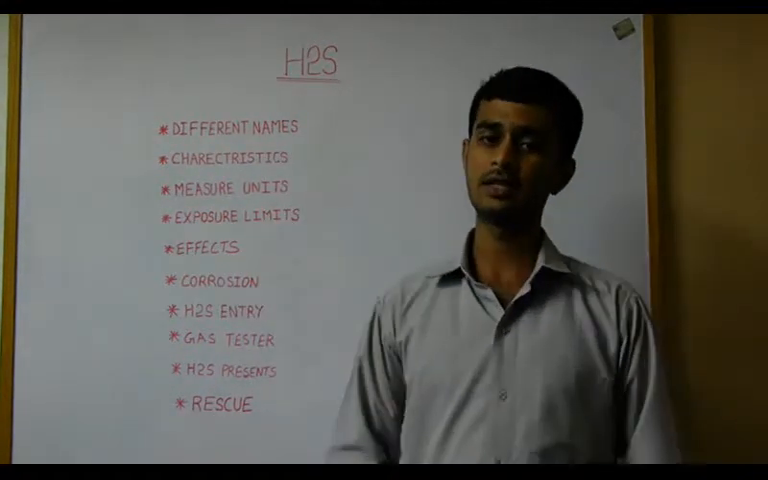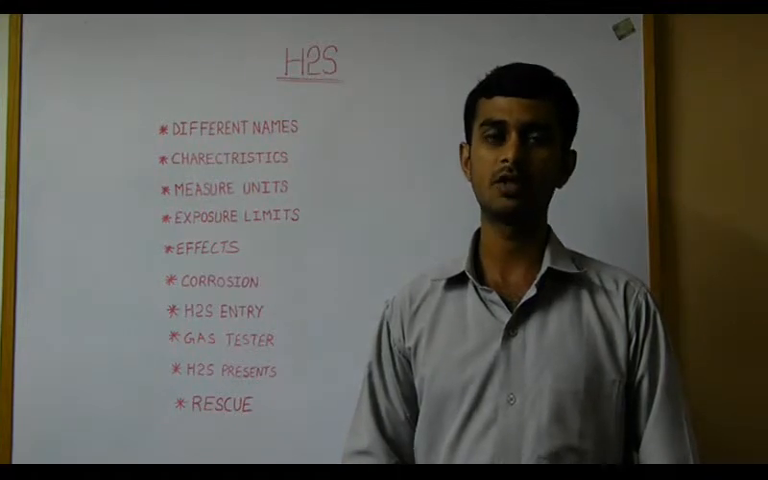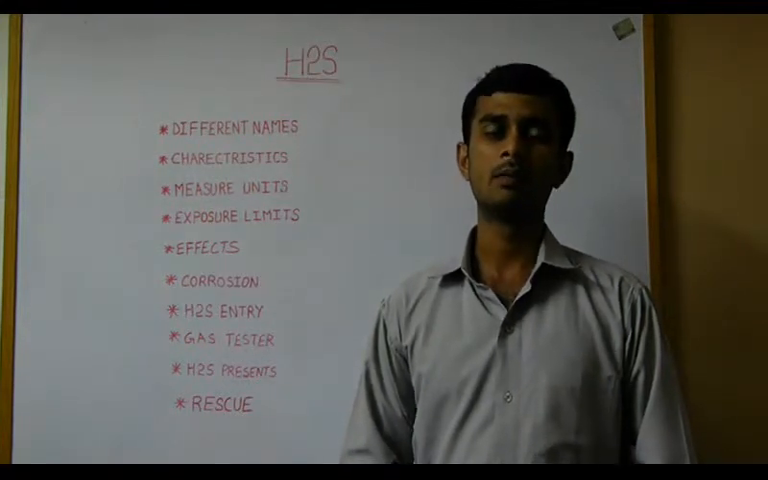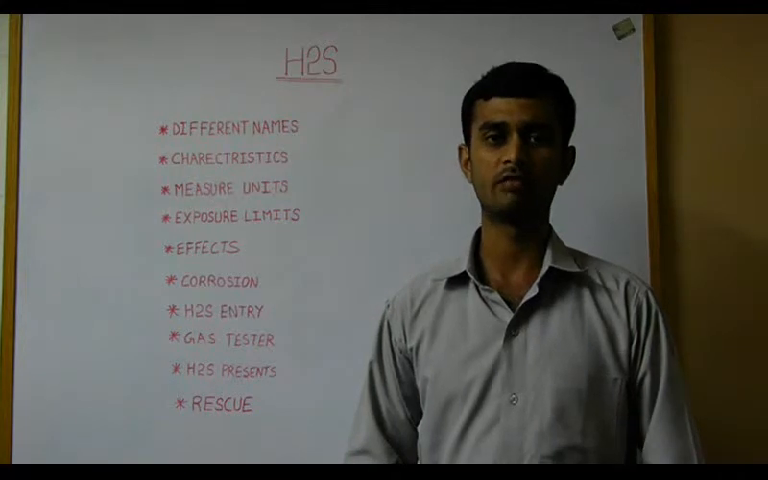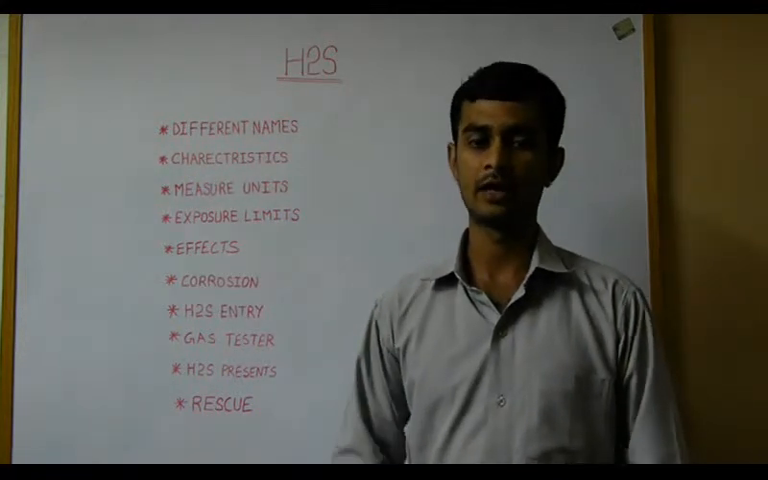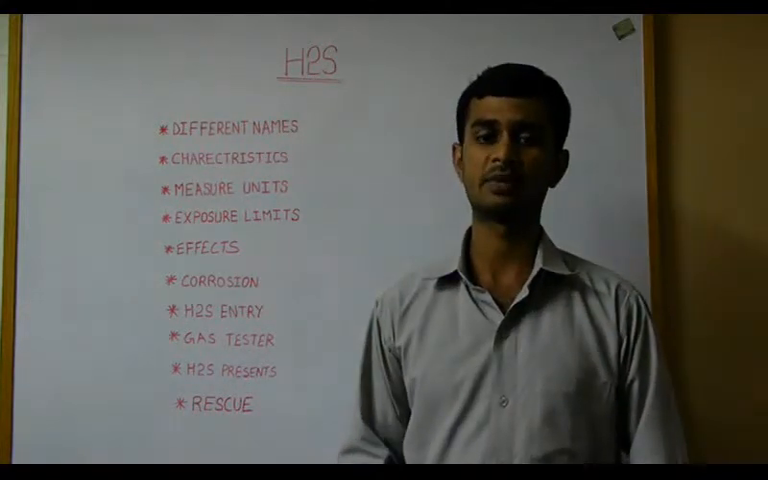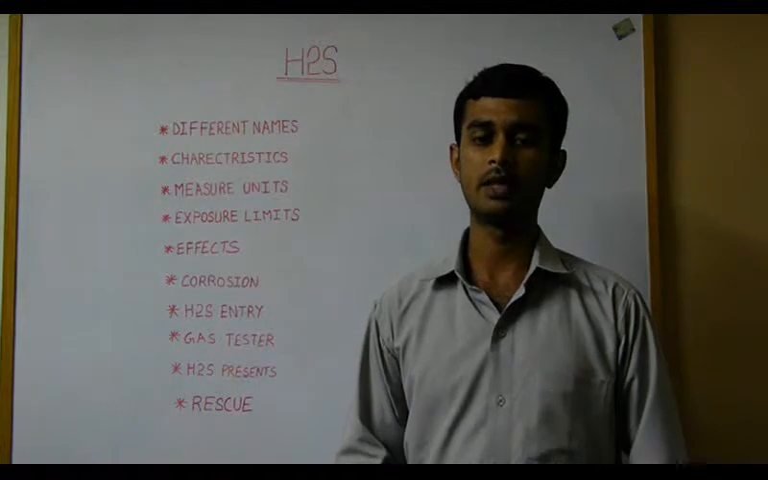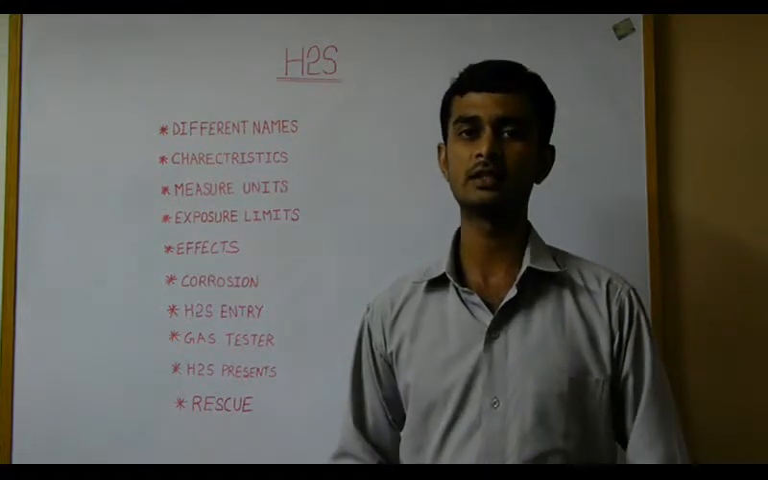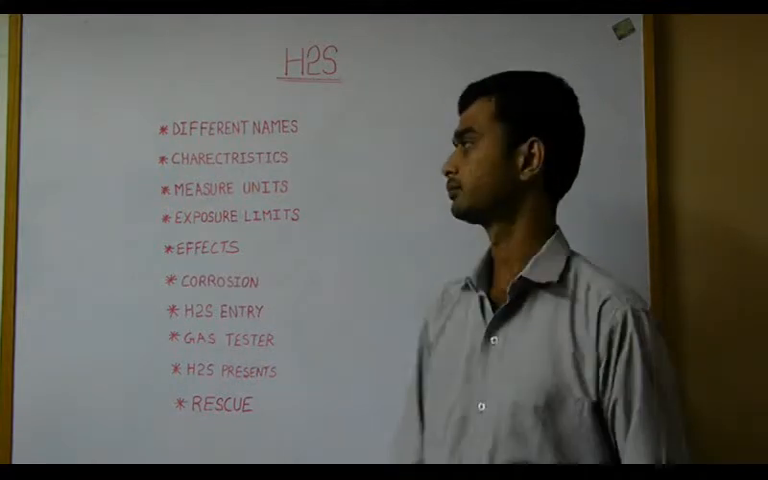Measuring units. Hydrogen sulphide gas is measured in the units of ppm, that we call parts per million. Parts per million is the amount of gas that is present in 1 million units of air. For example, if there are 10 units of hydrogen sulphide in 1 million units of air, then we call it 10 ppm.